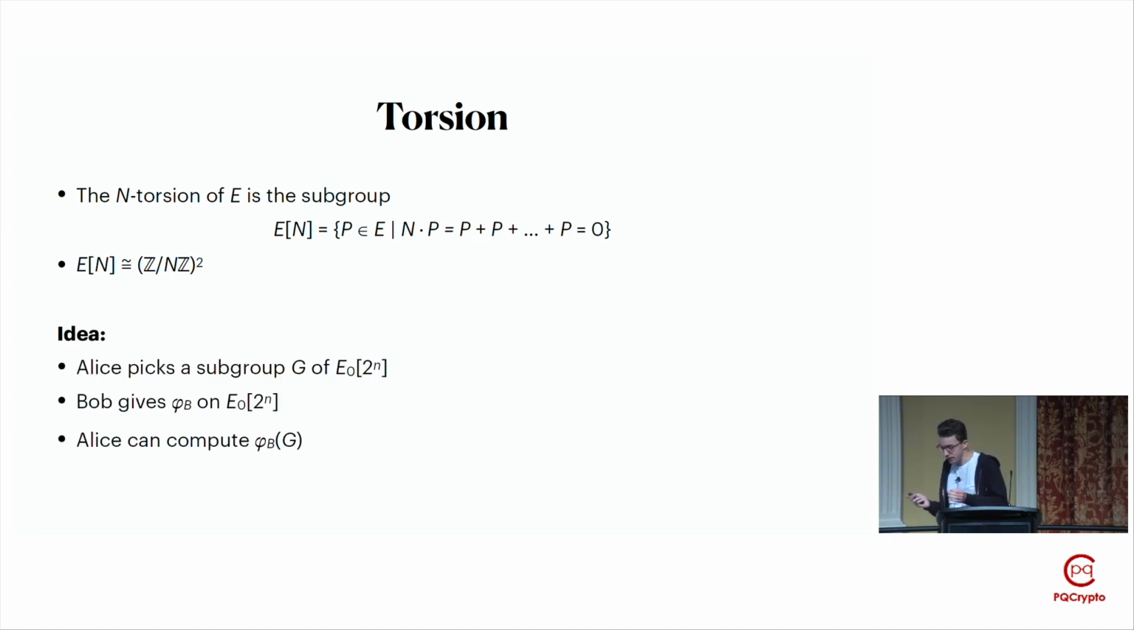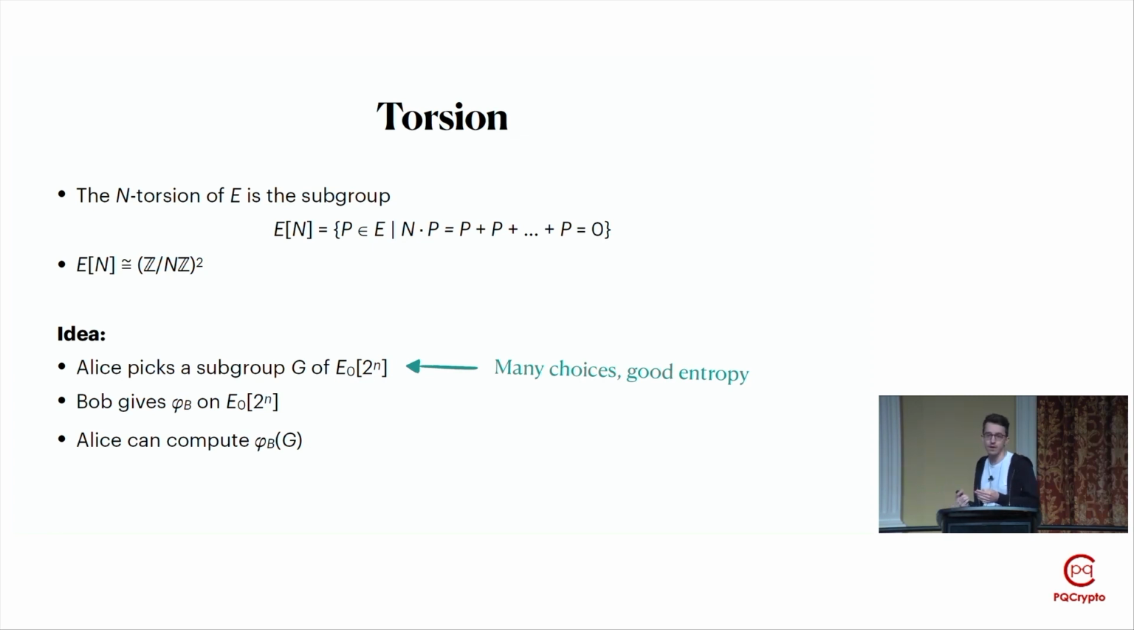So here's an idea. Alice could pick her subgroup G, not as some arbitrary subgroup of the curve, but as a subgroup of the 2 to the n torsion. Why 2 to the n? Well, because first of all, she needs the subgroup to be of smooth order for it to be efficiently computable. So what's smoother than a power of 2? Not much, so it sounds like a good choice.